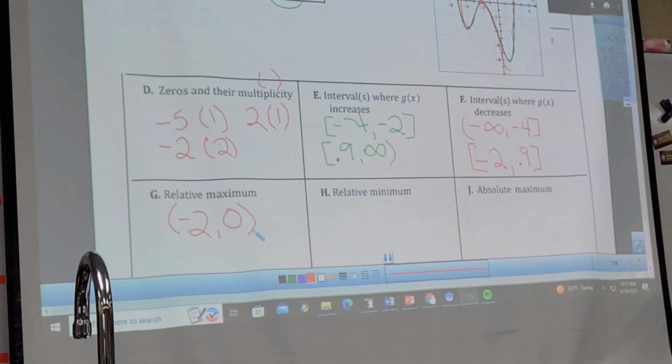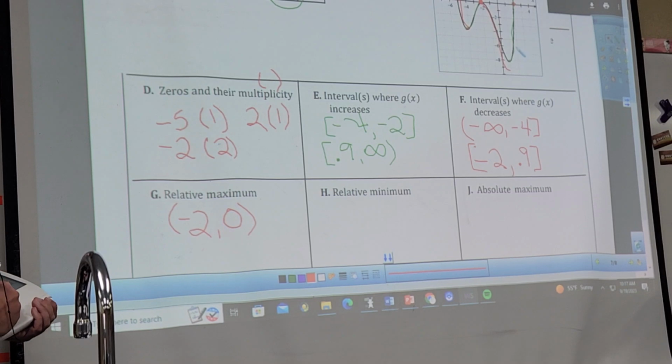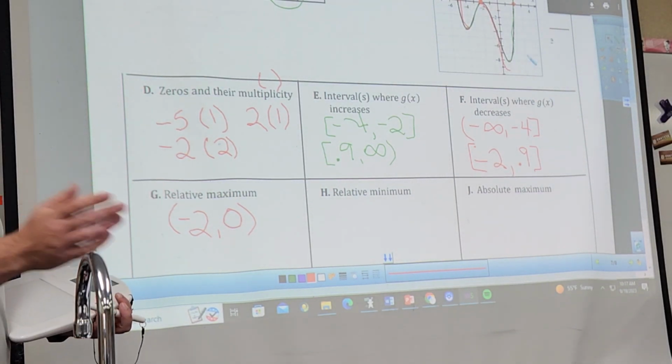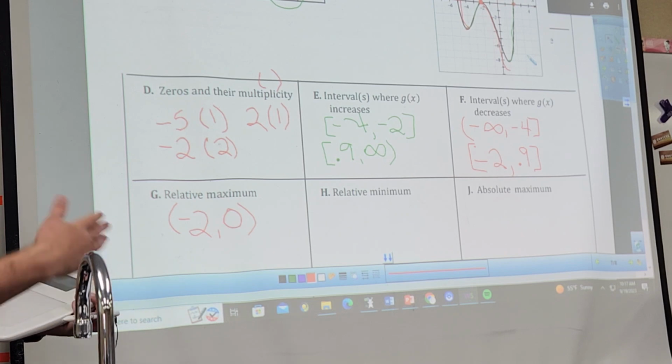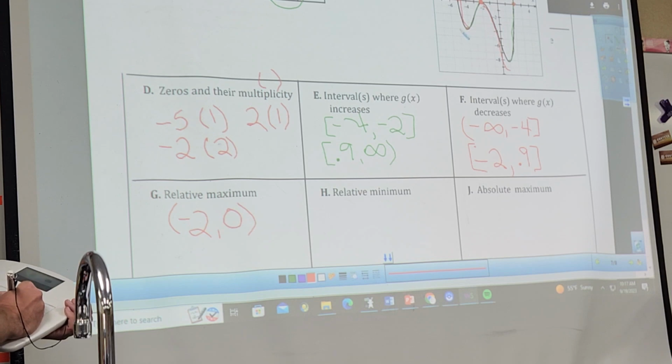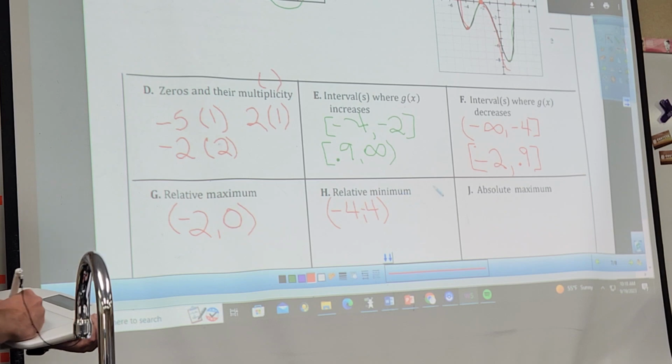Do I have any relative mins? Yeah, we have 2 relatives, and one of the relatives is also an absolute. I'm just going to list both relatives. If you guys just want to get in the habit of always listing them, you won't be wrong. Does that make sense? Anytime you see one of these little lumps. So that one is at what? -4, 0.